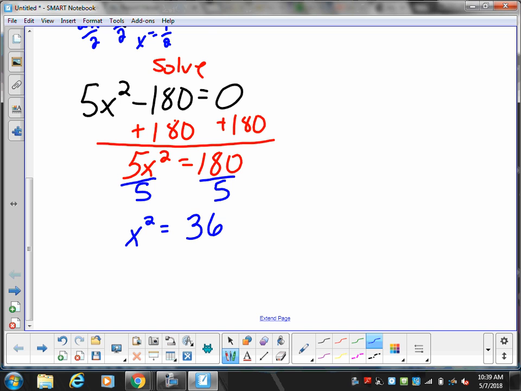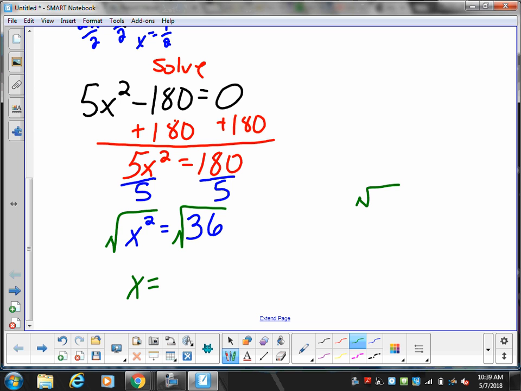So then how do we get x by itself with that x squared there? Anybody know what the opposite of squaring something is? The opposite of squaring something is taking the square root. So to get rid of this x squared, you take the square root of both sides. All right. So what is the square root of 36? 6.